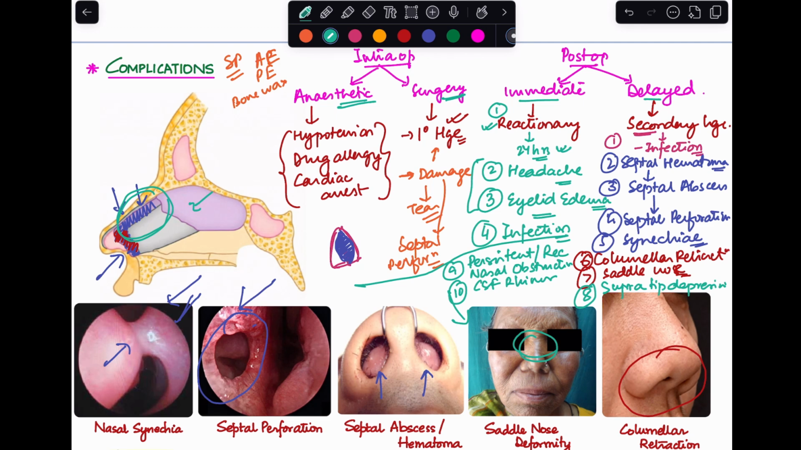And this usually has a very conservative management where you put the patient on bed rest, head elevation, and if it does not improve over the next few days, then you perform a surgical repair after it.